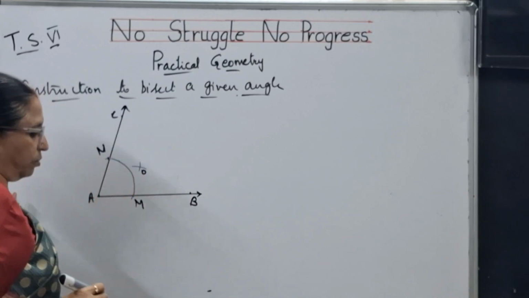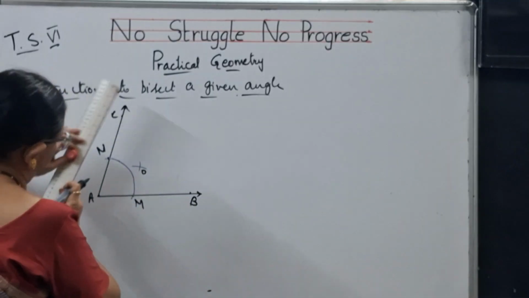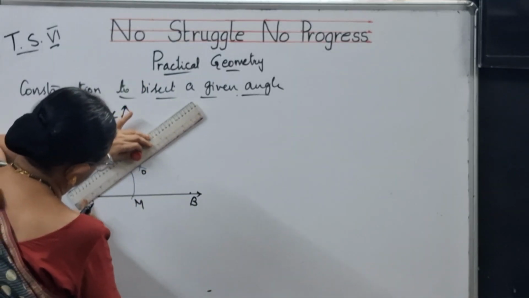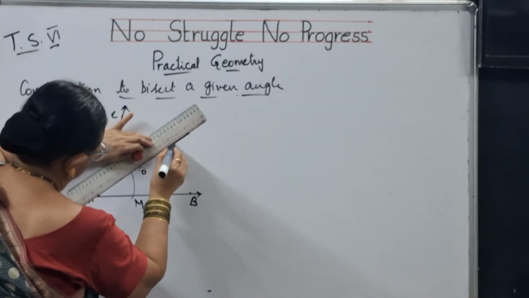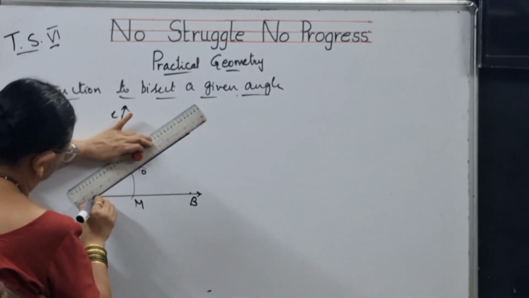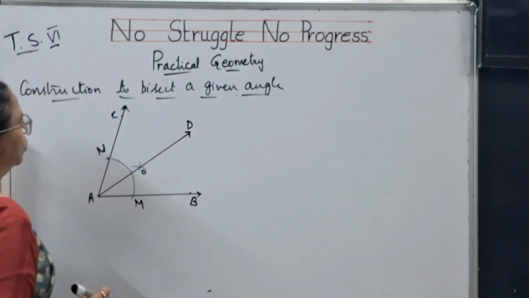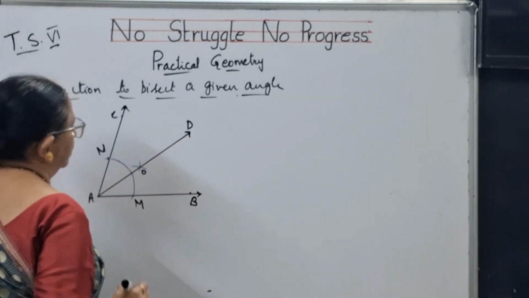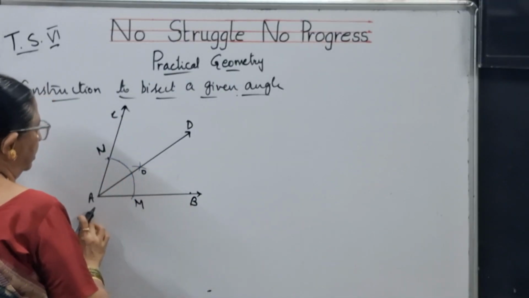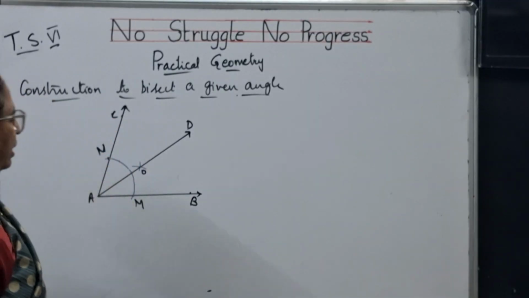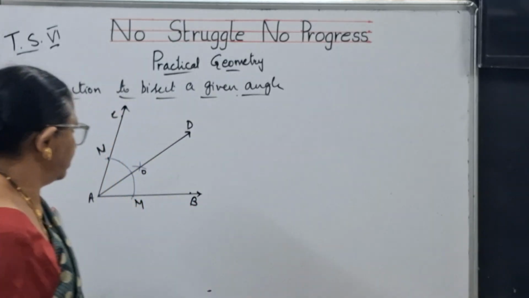Now what should I do? I should draw AD ray through O. This AD is the bisector of angle BAC. The angle is divided into exactly two halves with this construction.